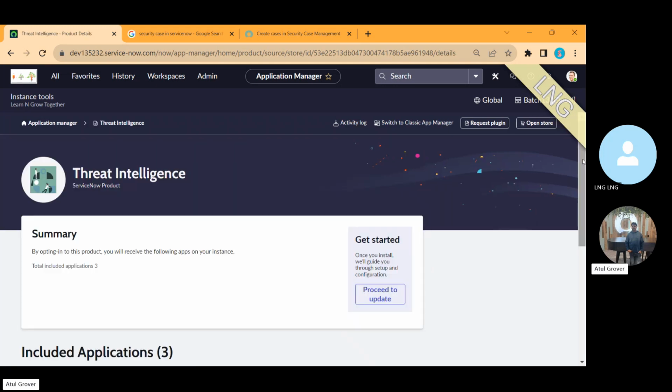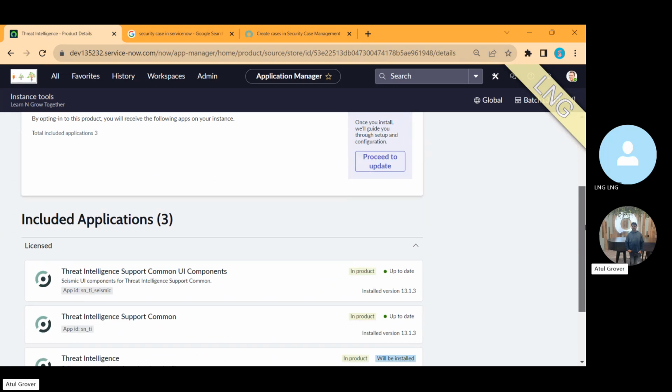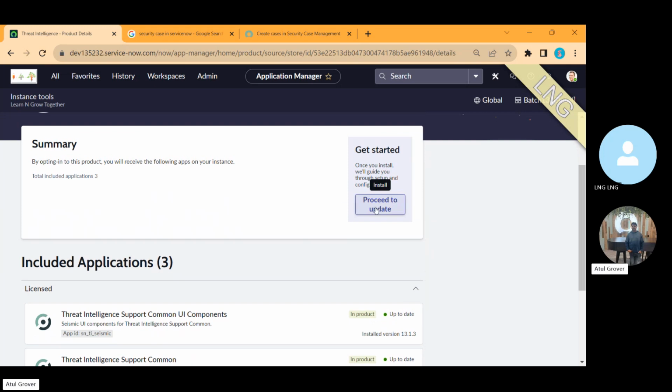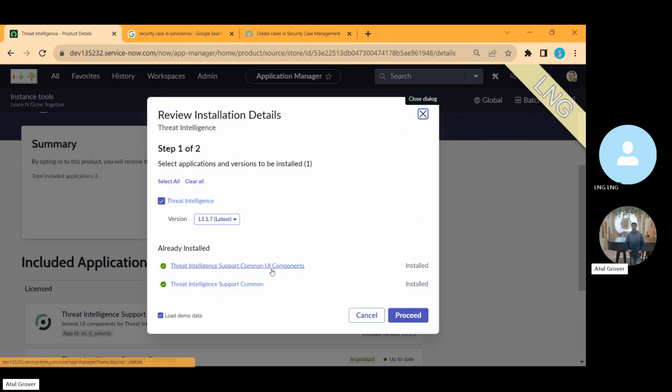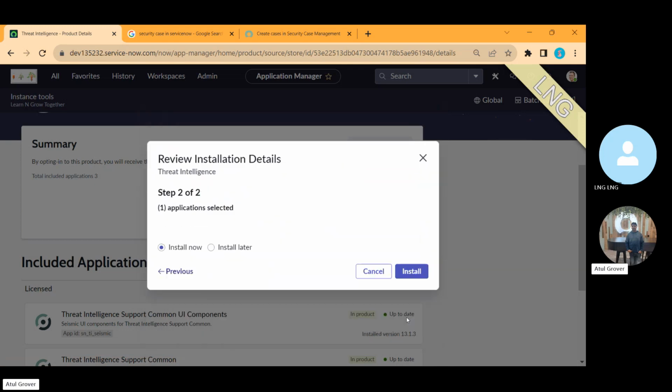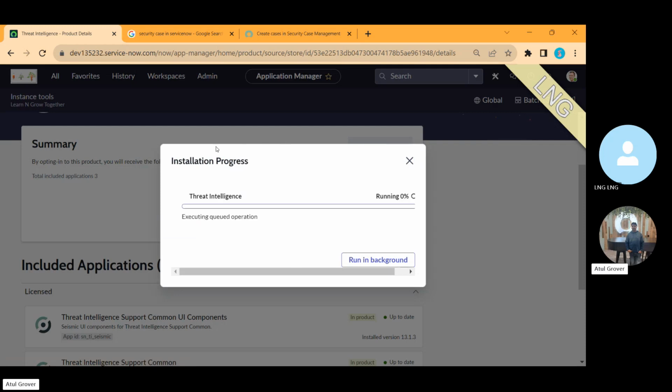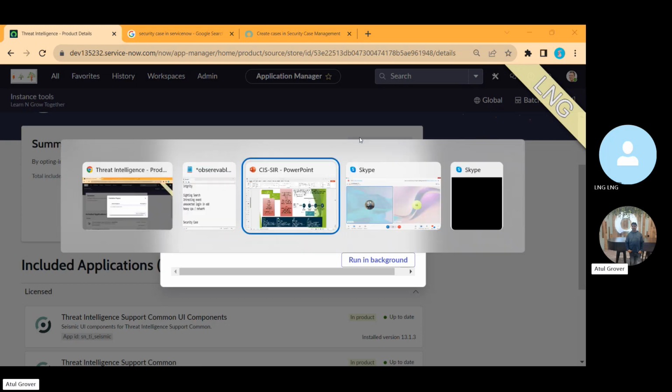So let me proceed to update threat intelligence support and proceed. Yes, and proceed. Install. So we'll see that this will be updated in the system automatically. After that, maybe tomorrow I can check and we'll share the details with you on that particular part. Okay, now I'm coming to the last topic of this particular slide.